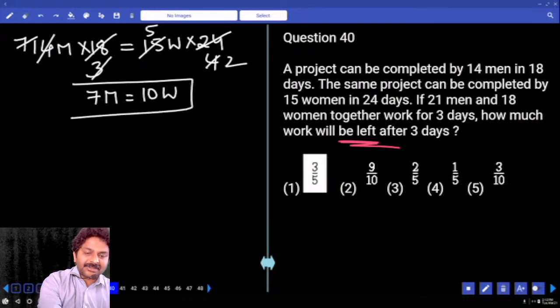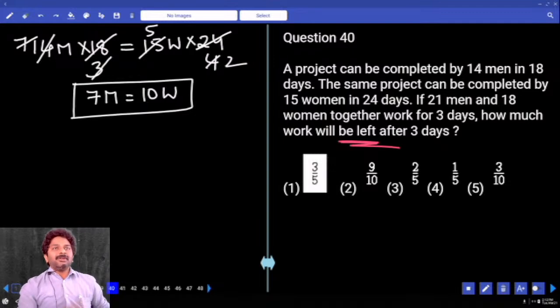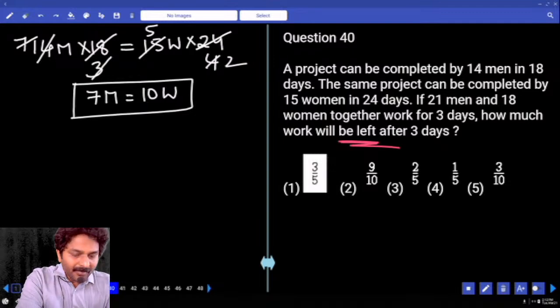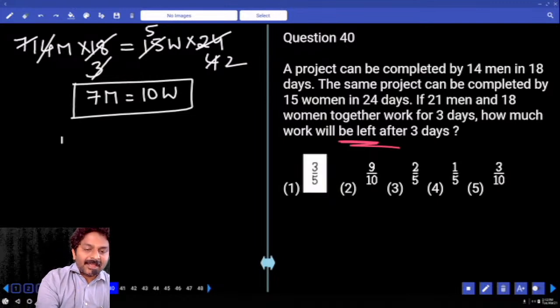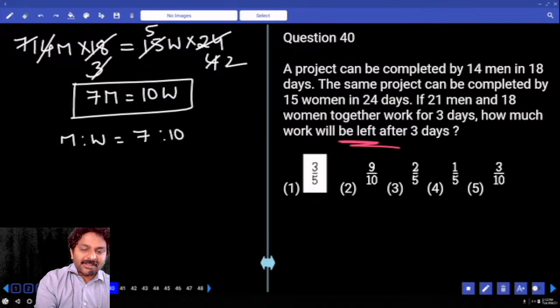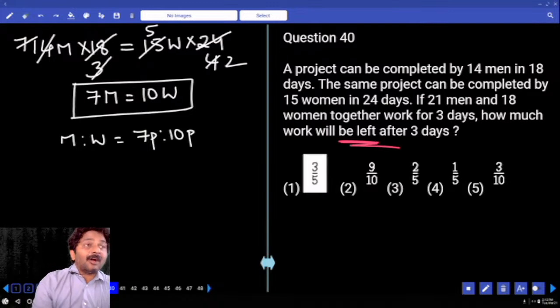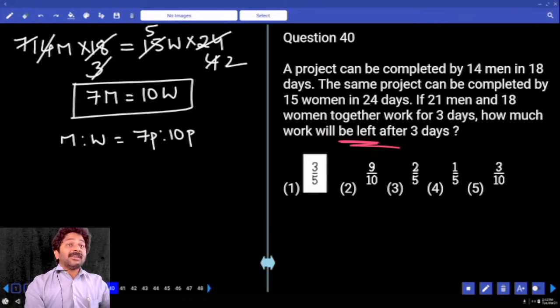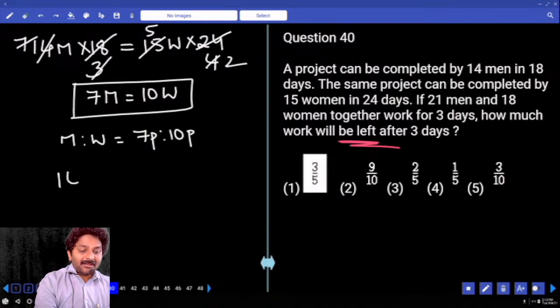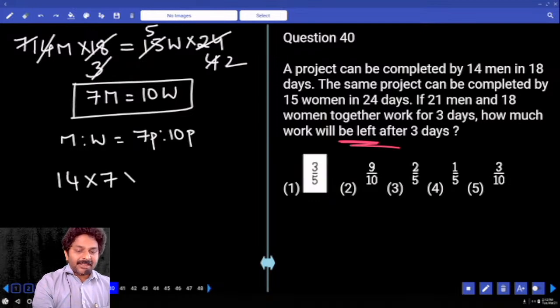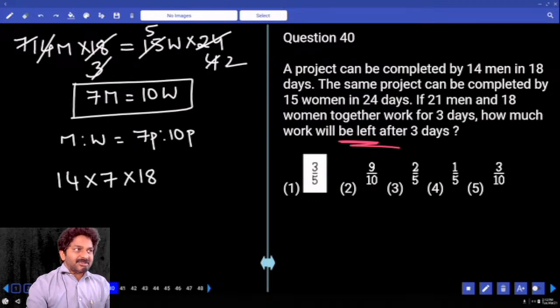After getting this relation, you have a couple of methods. From this, I can identify the ratio between men and women, which is 7:10. That means men are doing 7 parts per day, women are doing 10 parts per day. One man will do 7 parts, one woman will do 10 parts. From this, we can calculate the total work. Total work completed by men: 14 men working 7 parts per day takes 18 days to complete the work. This is the total.